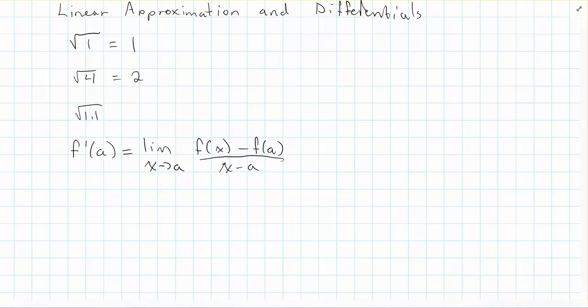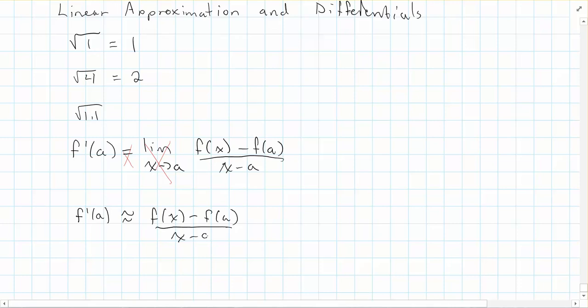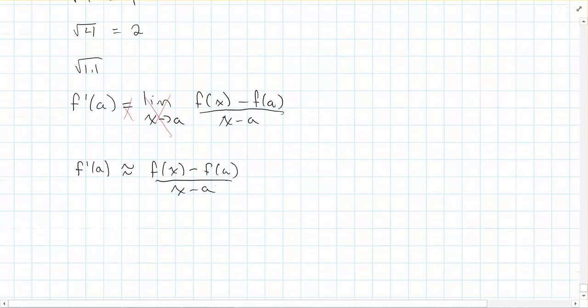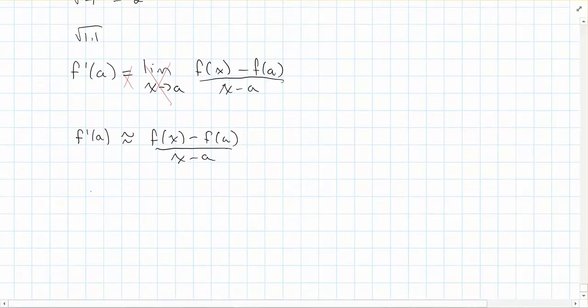All we're going to do is say, I want to cross out this limit. I don't want to have to do the limit. But if I cross out that limit, I can no longer say that it's equal, because it's not equal anymore. But what could I say? Well, I could say that f prime at a is approximately f at x minus f at a over x minus a. Now what we're going to do here is solve this for f at x.